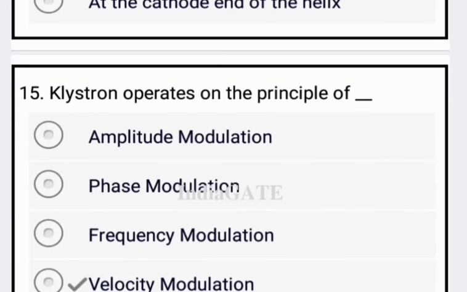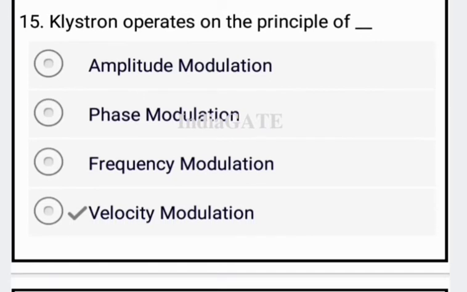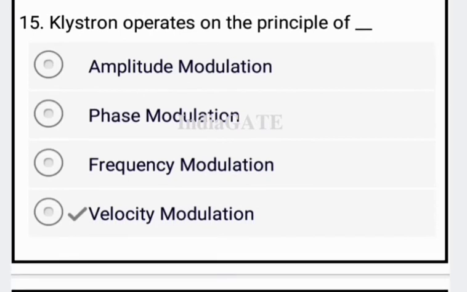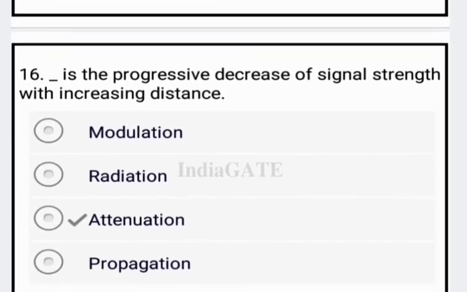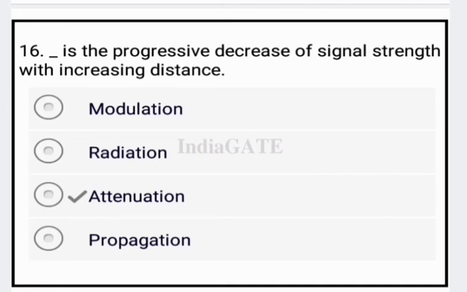Next question, klystron operates on the principle of velocity modulation. Option D is your correct answer. Next question, this is the progressive decrease of the signal strength with increasing distance. The correct answer for this question is option C, attenuation.